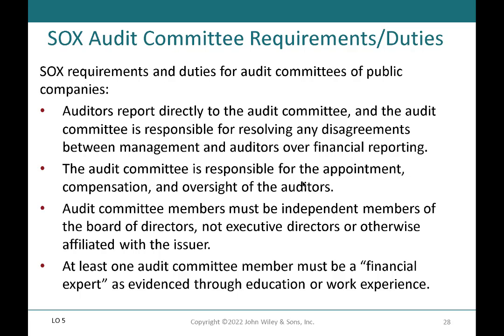So audit committees have to be independent members of the board of directors, meaning they're non-executive members, because the idea here is you don't want people that are managers in the business sitting on the audit committee, because then they're overseeing their own work. So we really want the audit committee to be as independent as possible. So it's made up of these outside board of director members. And at least one member of the audit committee does need to have some expertise on financial matters. So they're considered the financial expert on the audit committee.